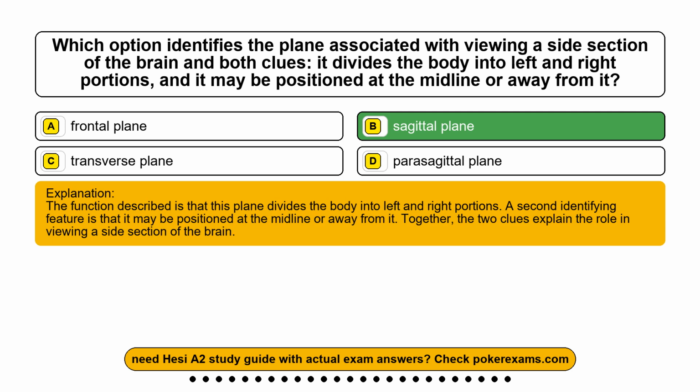The function described is that this plane divides the body into left and right portions. A second identifying feature is that it may be positioned at the midline or away from it. Together, the two clues explain the role in viewing a side section of the brain.